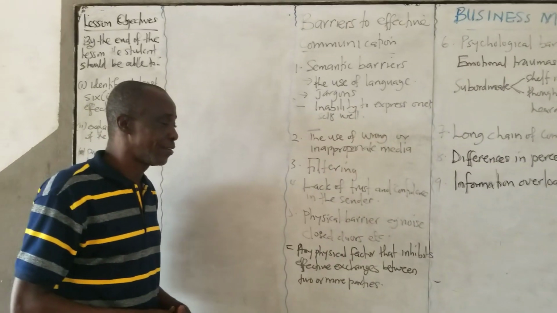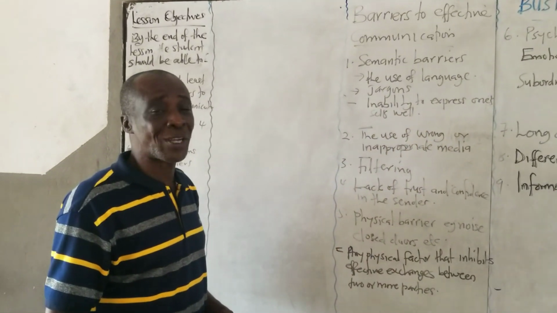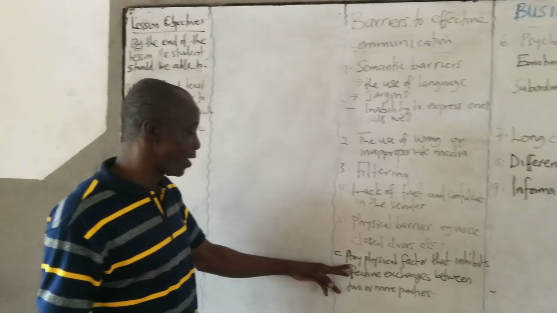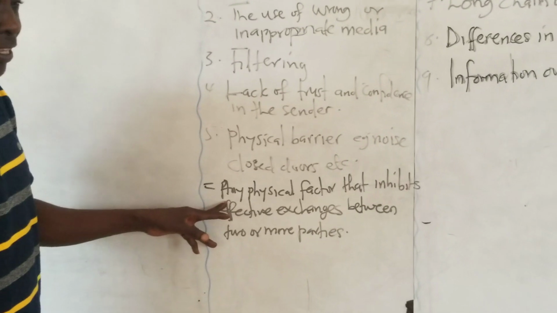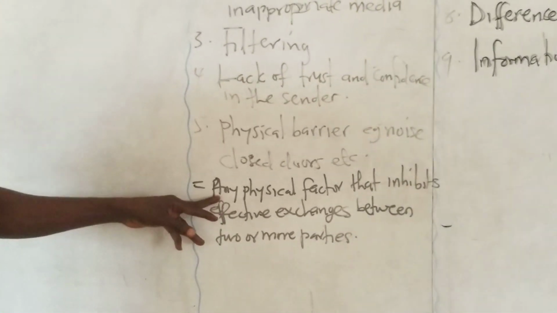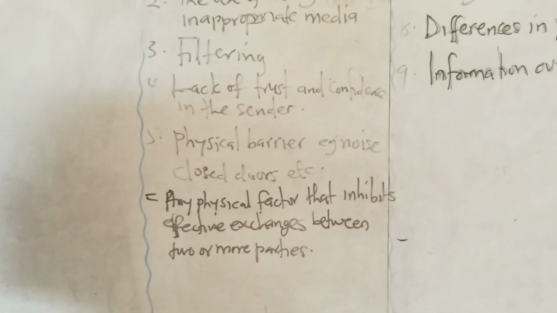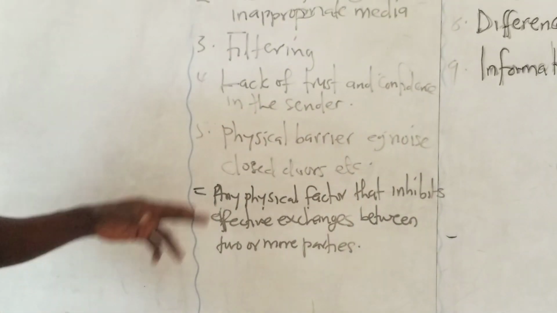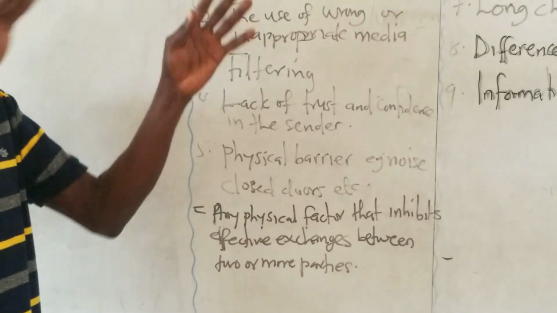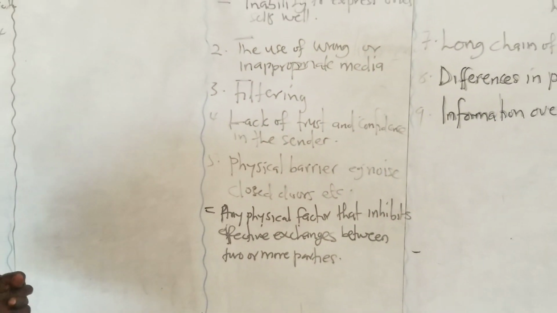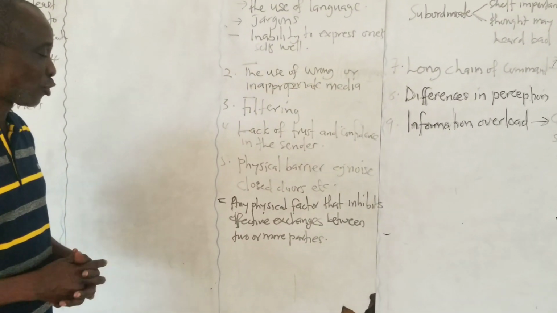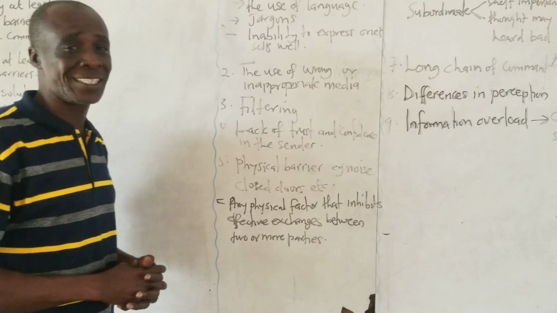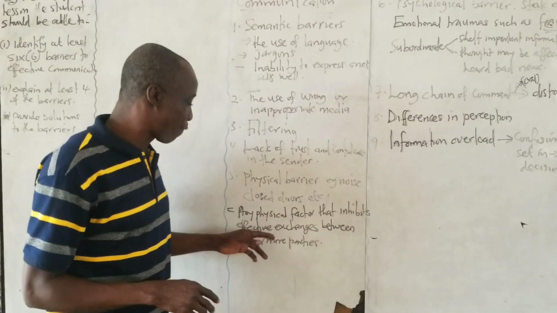Physical barrier. Now, what is a physical barrier? I've indicated it here. The camera should be closed so that they see it. Physical. I said any physical factor that inhibits. When you say physical barrier, we are looking at any physical factor that inhibits effective exchanges between two or more parties. Any physical factor.